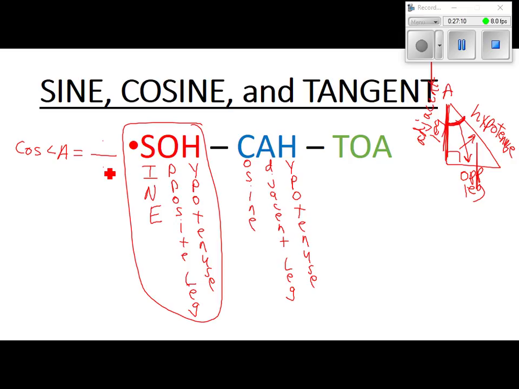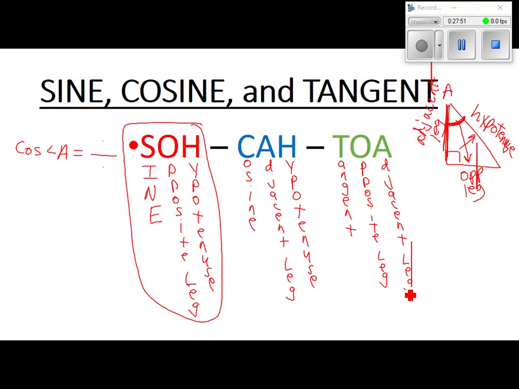What do you think the TOA part is? Tangent. Opposite leg over adjacent leg. And funny as I write the things down, it started out so straight and then my mind just started doing this. Now, when you get to Mr. A's class, there'll be other trig ratios also, but these are the three we're going to deal with. These are the three main ones. Everything else is based off of these three.